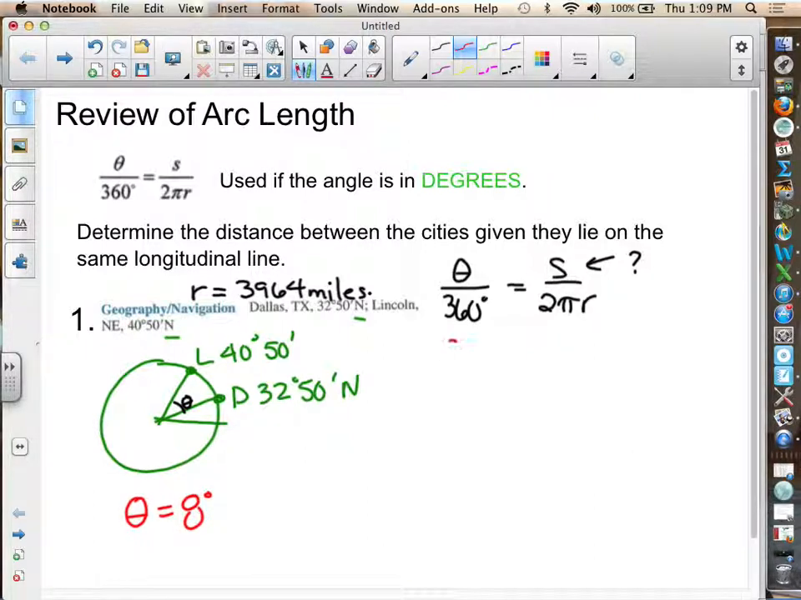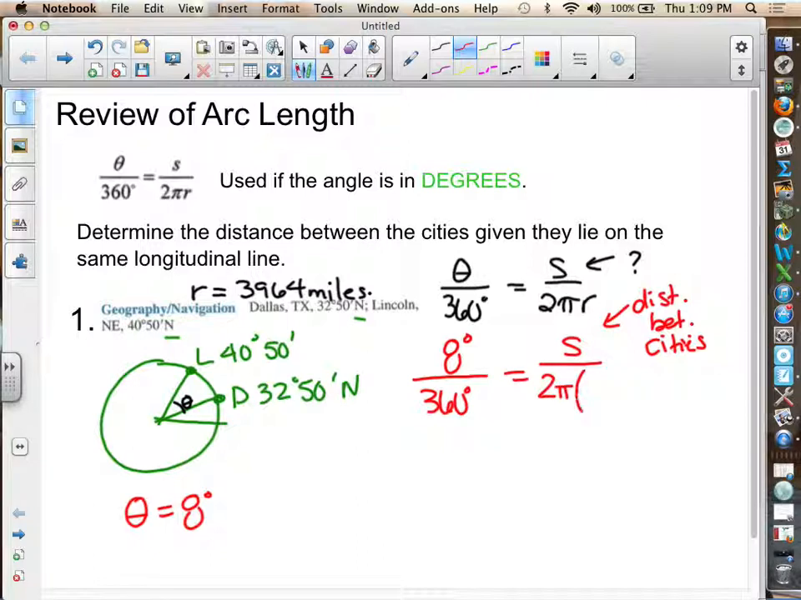And then we can fill in what we know. So it's 8 degrees divided by 360. S is the distance between the cities. That's what I want. And then 2 pi, the radius was 3,964 miles. So you can either reduce or you can cross multiply right off the bat, whichever you prefer. The degrees cancel out. So I'll have 360 times S equals 8 times 2 pi times 3964.